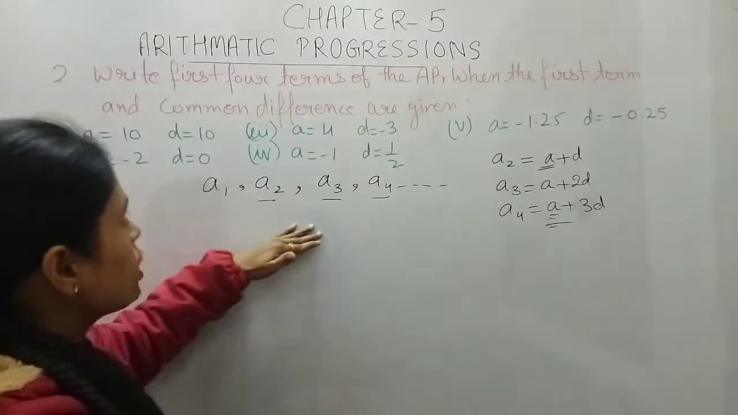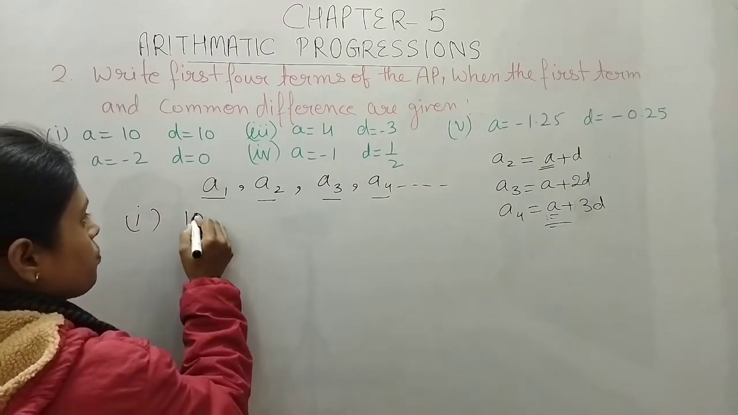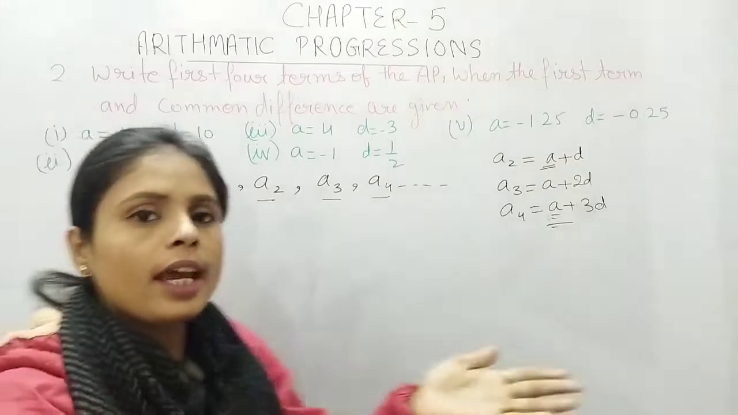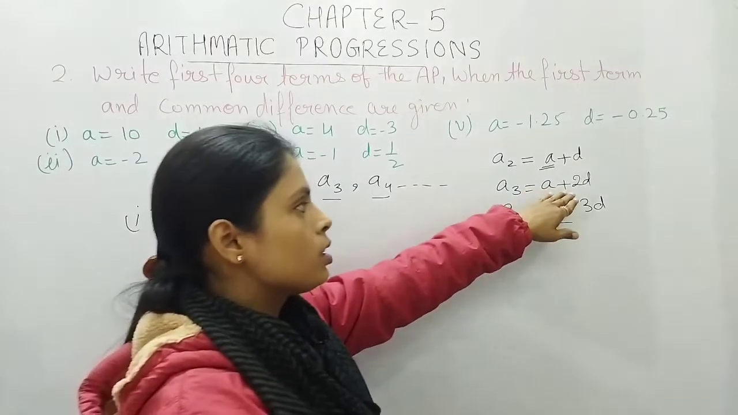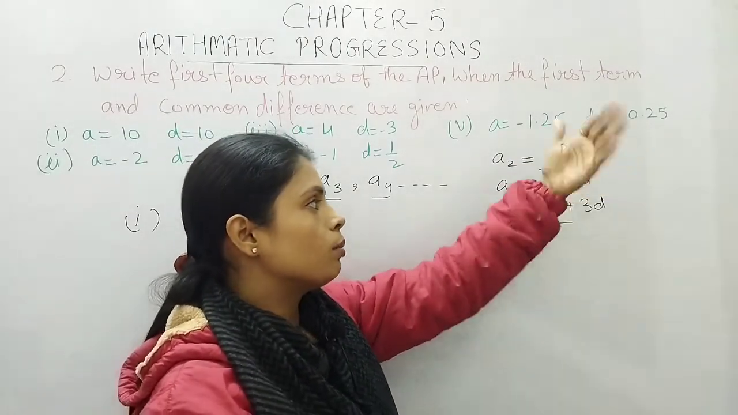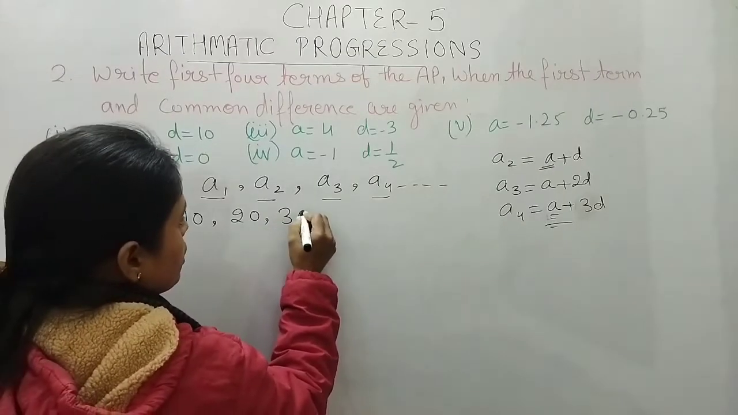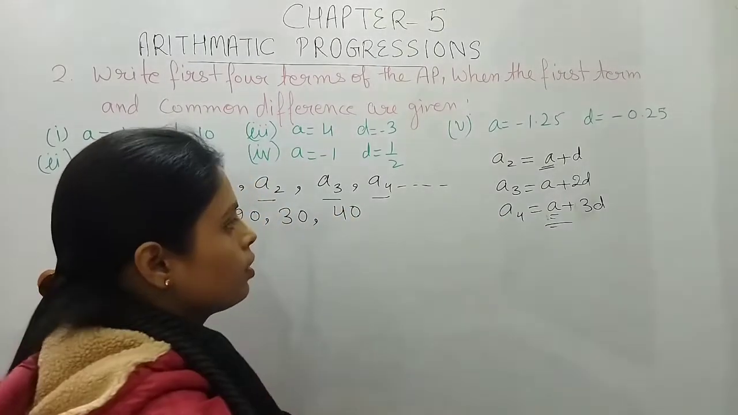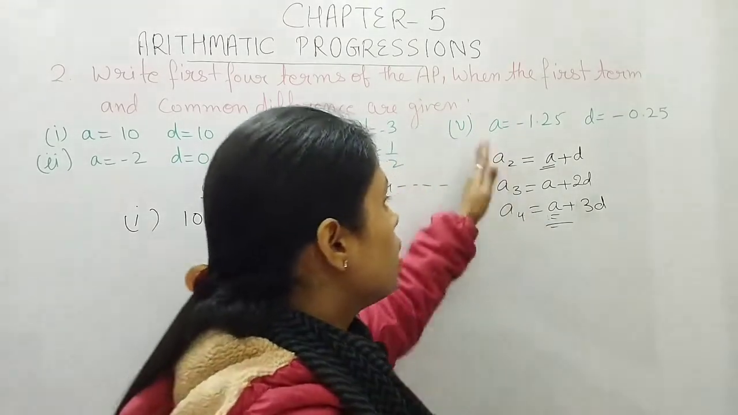Now let's continue using these values. A is given as 10, D is also given as 10. A is 10, A2 is A plus D. So we will just add both values, and the second term would be 20. For A3, A plus 2D: the D value will be doubled and then we add A, the first term, and we get 30. And for the fourth term, A plus 3D, it will be 40. So this is how we can create an AP series by using these formulas.